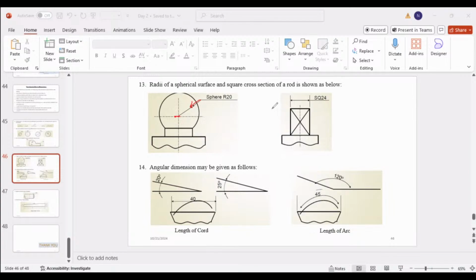So if you look at this one, this is a square rod. Again, a square rod. There is a rod. Take it as something like a square solid.